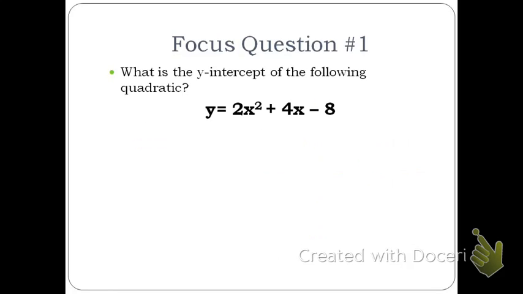So let's try that with some questions. If you have the parabola right here of 2x squared plus 4x minus 8, the y-intercept then would be at, well, what's our c value? Negative 8. So the y-intercept would be at 0, negative 8. Pretty simple.